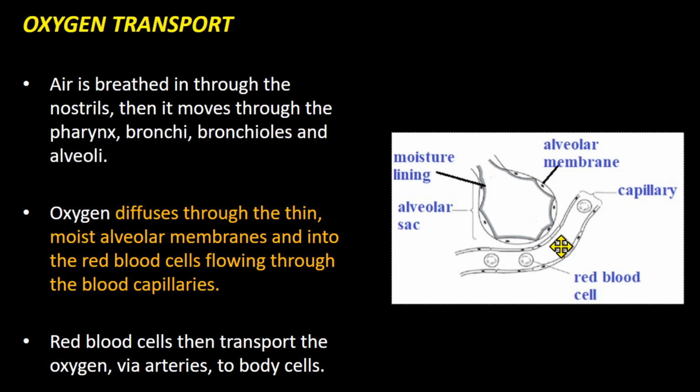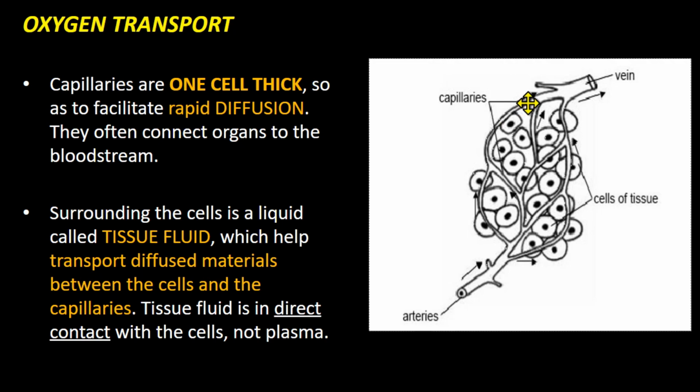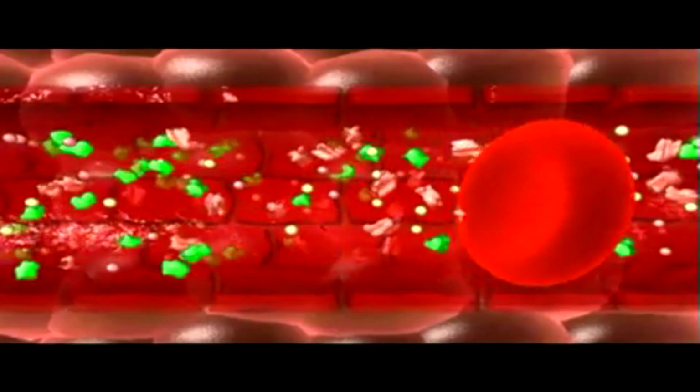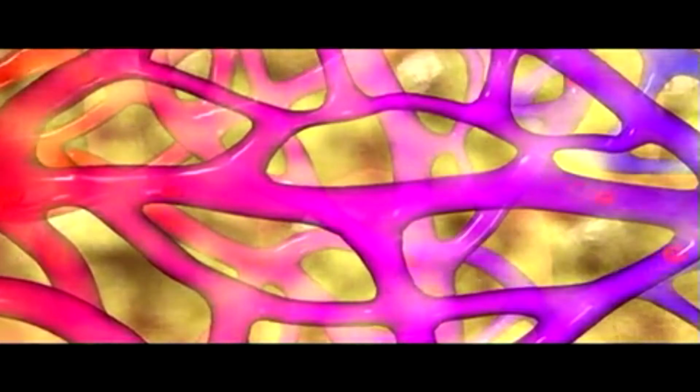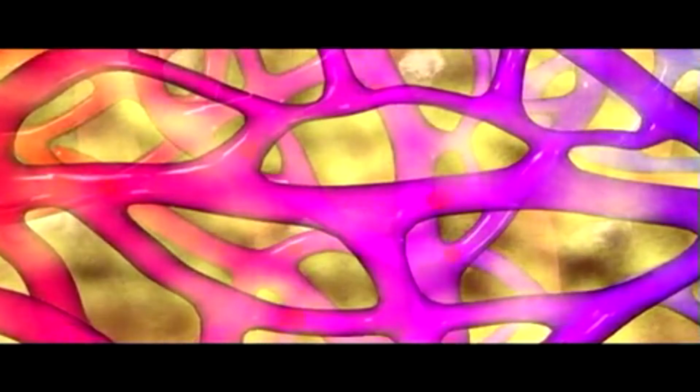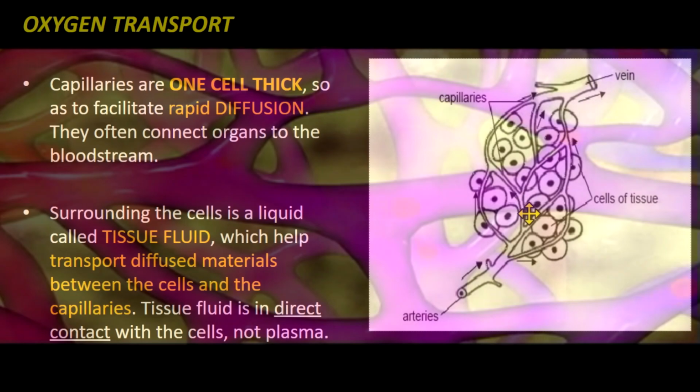Red blood cells would then transport the oxygen via arteries to body cells such as muscles. So capillaries are only one cell thick, and this is to facilitate rapid diffusion. They often connect organs to the bloodstream, and they also connect arteries to veins. Surrounding these body cells, these tissues, is a liquid called tissue fluid, and this would help to transport diffused materials between the cells and the capillaries. Tissue fluid is in direct contact with the cells, not the blood plasma in the capillaries themselves.